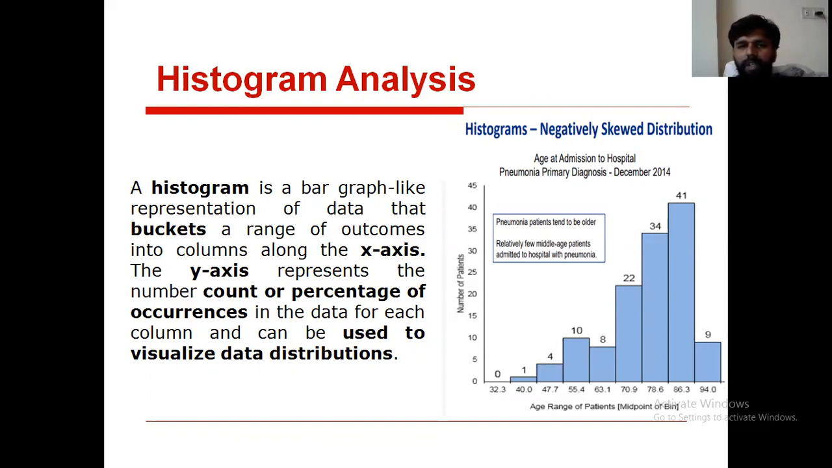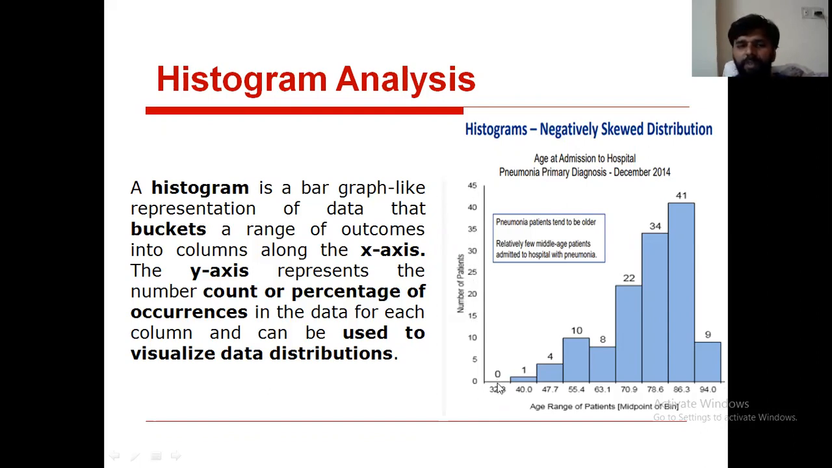Where are these range of outcomes represented? These range of outcomes are represented as buckets on the x-axis, and the equivalent count is represented on the y-axis. Observe this. This is the x-axis. On the x-axis, these buckets are placed, and the count of the bucket is always represented on the y-axis. This is the y-axis. On the y-axis, the bucket counts are represented like this, right?